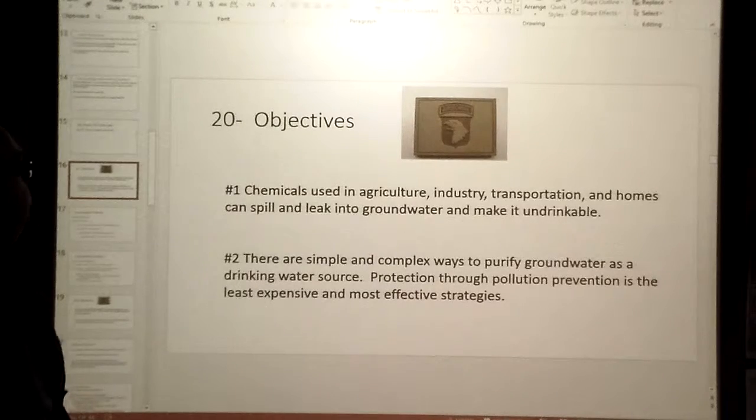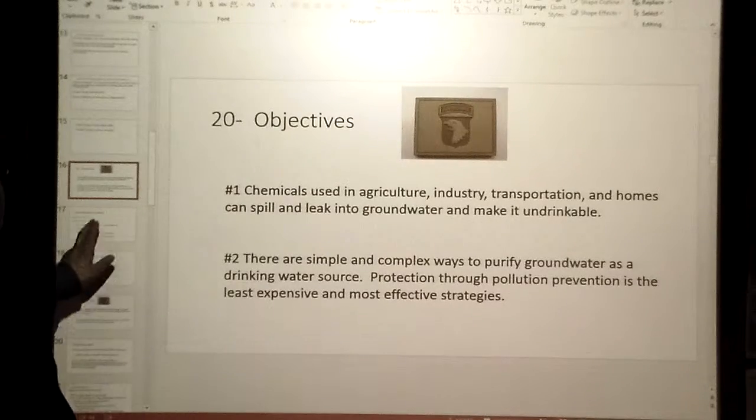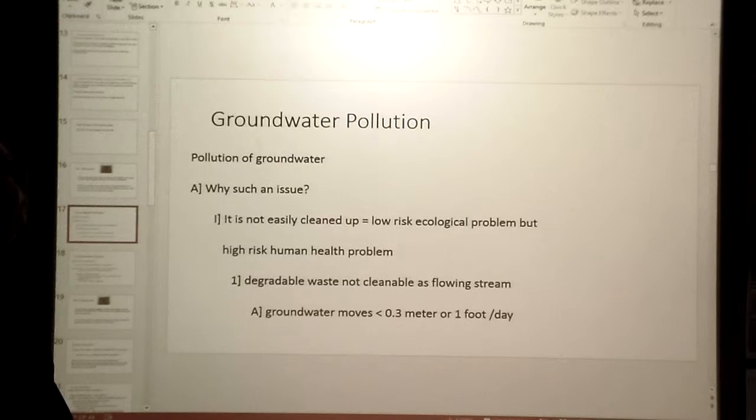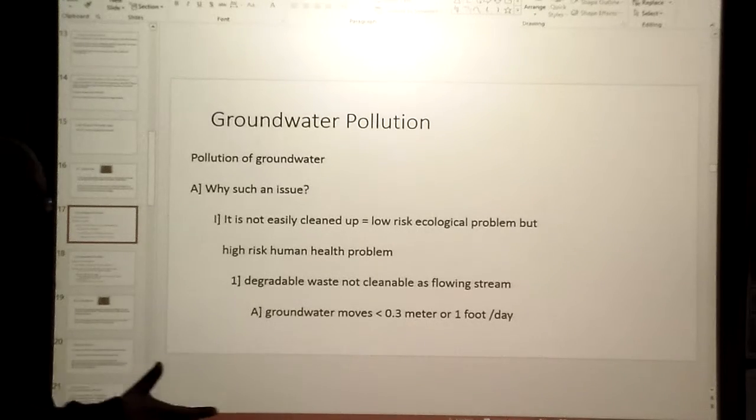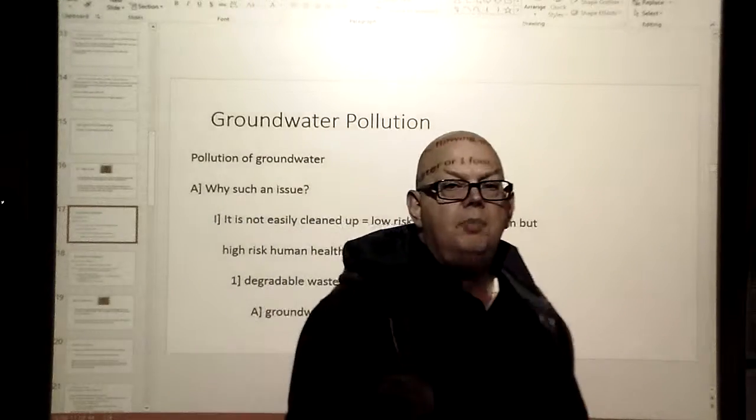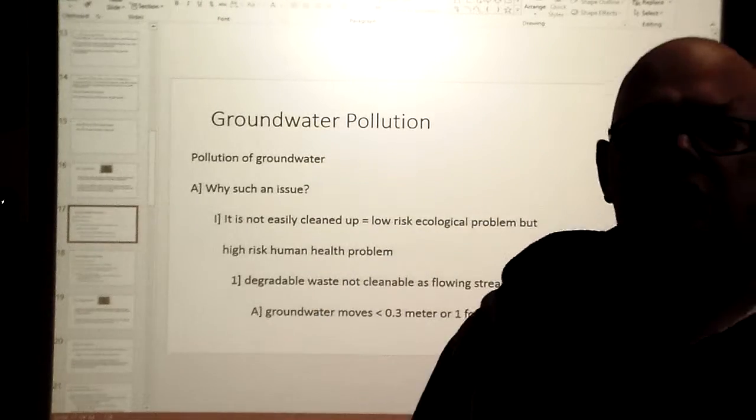Okay, we talked about chemicals being put in the water, groundwater pollution. It's not easily cleaned up. There's a low-risk ecological problem, but there's a high-risk human health problem because a lot of people depend on the water from the underground wells.